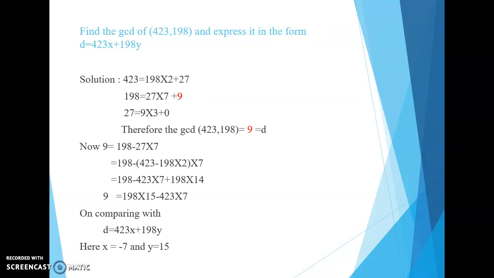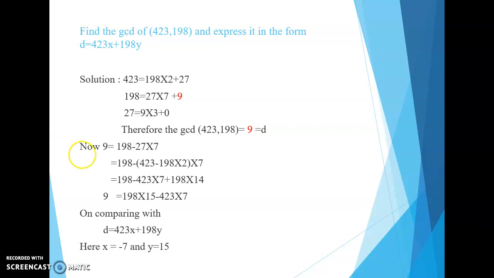Again, to better understand, I have considered another question, that is to find the GCD of 423 and 198 and express it in the form d = 423x + 198y. The first step of the solution is 423 is equal to 198 into 2 plus 27, and 198 is equal to 27 into 7 plus 9. So 27 is equal to 9 into 3 plus 0. I have highlighted 9 here because it is the last non-zero remainder, therefore the GCD is 9.